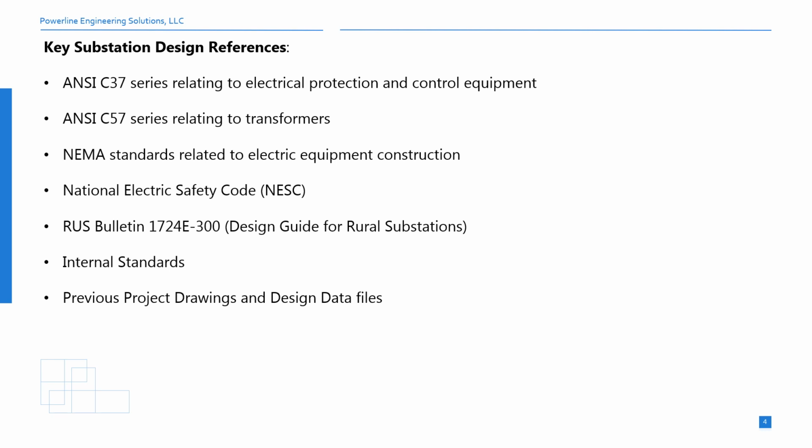Before getting into the meat of the discussion, here is a list of the key references. The ANSI C37 and C57 standards are important in defining the major substation equipment. NEMA, NEC, and NESC are also useful. In many cases, the owner, that is the utility, will have their own set of standards and recommended practices, which are typically more stringent and onerous than the industry standards. If available, it is important to obtain them prior to starting the design process. A lot of times, drawings and design files from previous projects come in very handy.